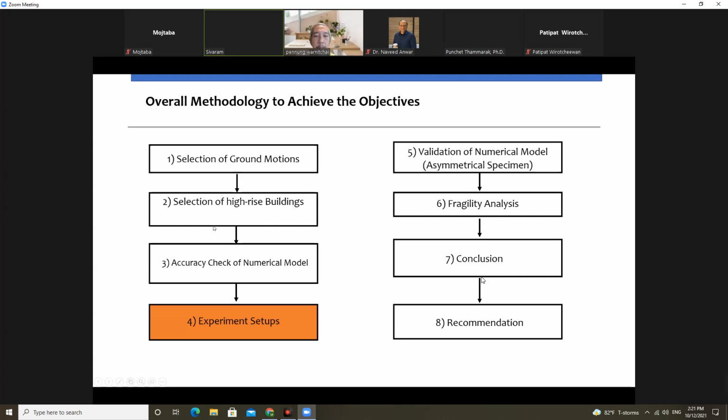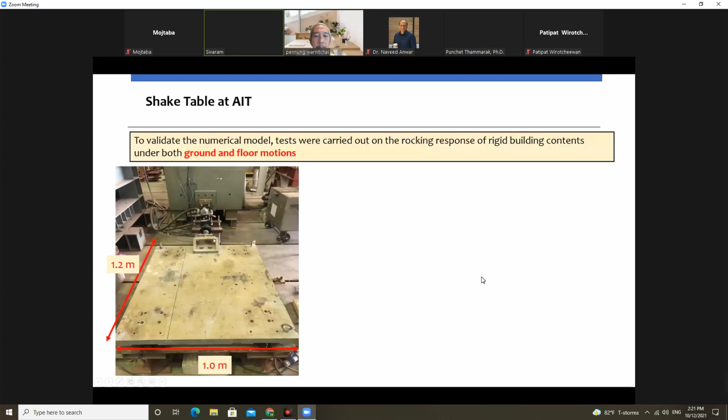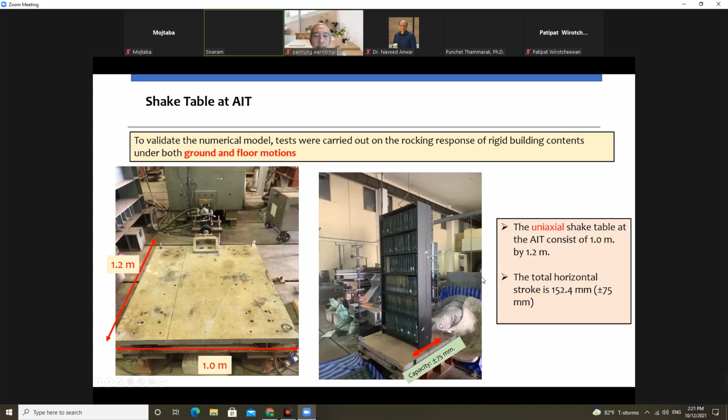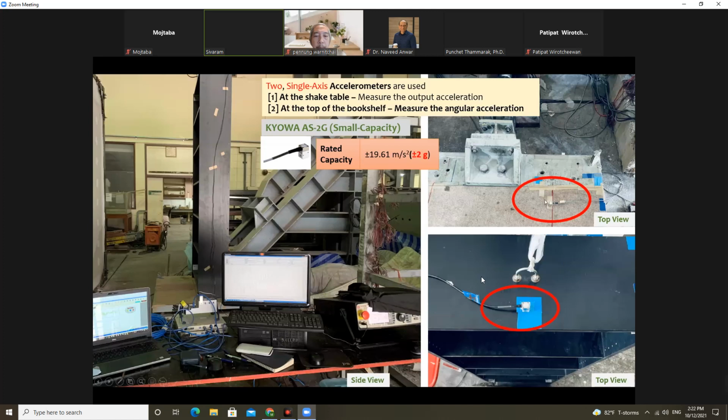In our experimental setup, we can test all types of ground and floor acceleration using the AIT shake table. Here our shake table is a uniaxial shake table. These are the dimensions and our capacity is plus or minus 75 mm. And this one is the side view and spectrometer. One is at the shake table itself, the other one is at the top of the bookshelf. So these are the experimental setup.